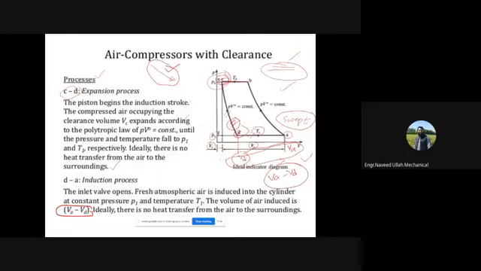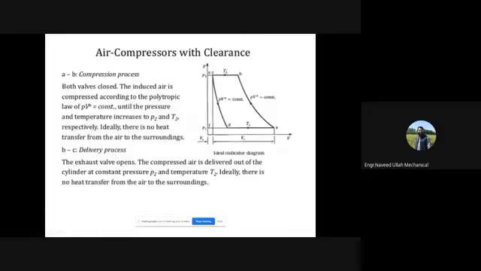The inlet valve opens, fresh atmospheric air is induced into the cylinder at constant pressure P1, isobaric, and temperature T1. तो इतना जो है ना, the volume of air induced is VA minus VD in this case. Ideally there is no heat transfer from the surrounding. ये हर केस में होता है हमारे पास, right? Ideally there is, but a little bit. Compression process वही आपके पास है.